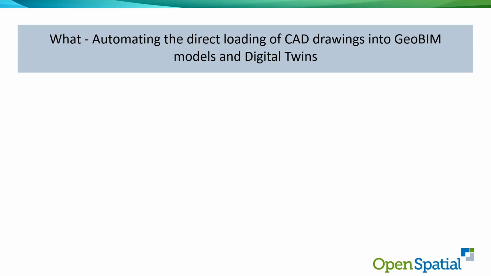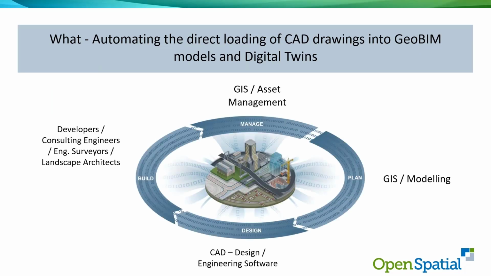So what do we mean by ACDC? The focus really is on automating the direct loading of CAD drawing data into GeoBIM models or digital twins. It's this little piece, the handover of information within the workflow, and that's what the focus is. And how do we do that? In this context, we're talking about the National CAD Standard and specifically the ACDC solution.